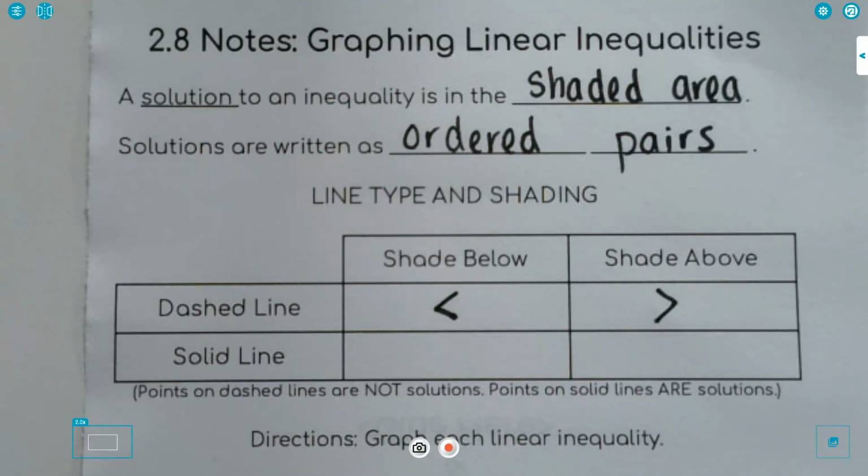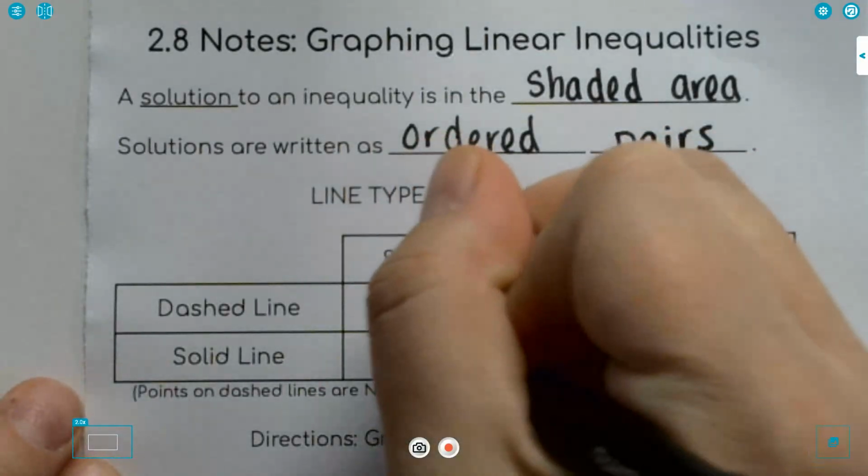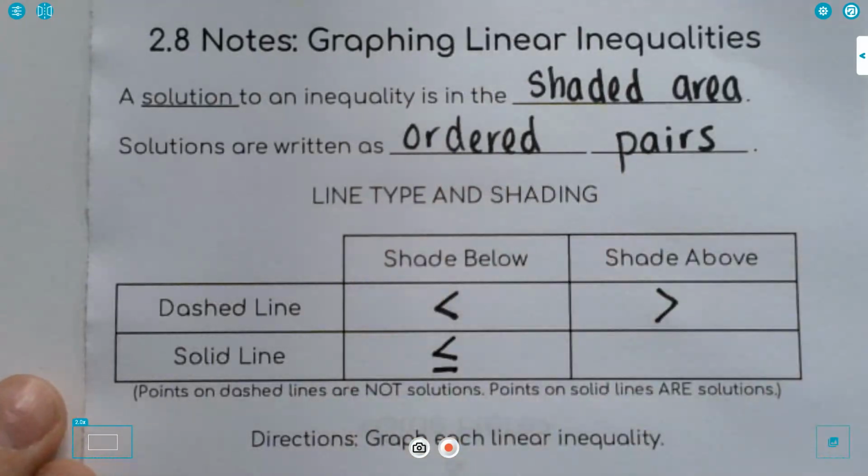Okay, we are going to use a solid line and shade below for less than or equal to. And we are going to use a solid line and shade above for greater than or equal to.